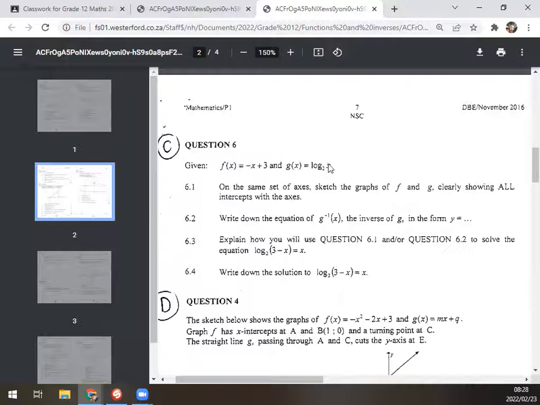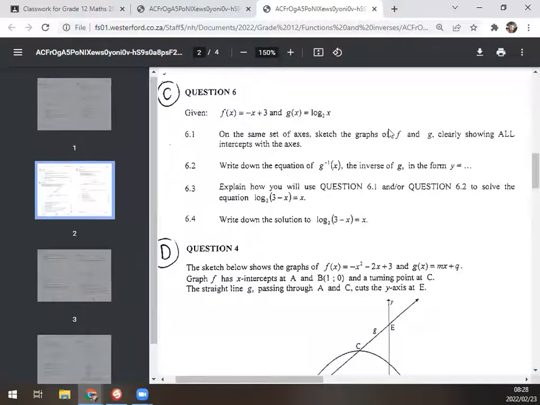Which types of equations are we working with here, guys? This is a straight line, right? Negative x plus 3. And this is a log graph now. So they haven't actually given us the exponential graph. They've given us the equation of the log graph. They're asking us to draw these two graphs on the same set of axes. Now, guys, if you are not comfortable with working with a log graph, what would the inverse of this graph be?